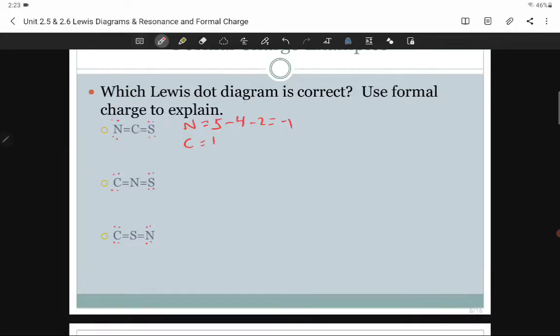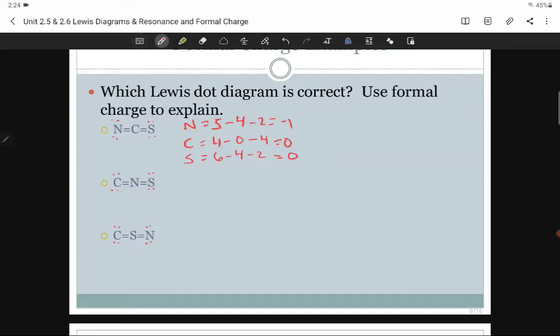Carbon, 4 valence electrons, no unshared, and half of the shared. Remember, each line is 2 dots, so it actually has 8 dots that are being shared, electrons that are being shared, so half of that is 4, so that looks 0. Oh, we like 0. Sulfur is in the 6th column, 6 valence electrons. It has 4 unshared, and half of the shared is 2. That equals 0. Okay, that's not bad.